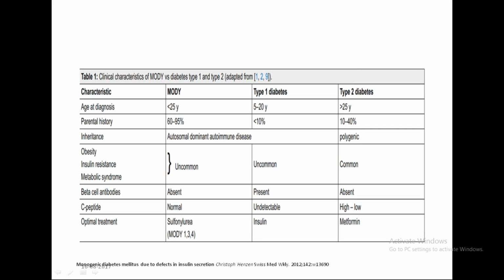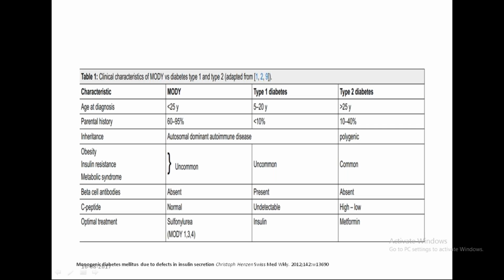Coming to the inheritance mode, MODY is autosomal dominant. Type 2 is polygenic. And obesity, insulin resistance, metabolic syndrome are usually seen in type 2, not in case of type 1 or MODY. Beta cell antibodies are present in type 1 diabetes, not in the rest of the types. And C-peptide is normal in MODY, because the baseline level of insulin is normal. It is only not able to hike up when escalation has occurred. So the usual C-peptide level is normal.